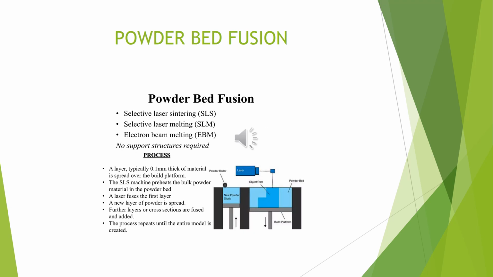Powder bed fusion. It is of three types: selective laser sintering, selective laser melting, electron beam melting. It is a process in which a small layer of 0.1 mm thickness is spread on a platform by a blade. The SLS machine preheats the layer. The layers are then formed one over the other, and the part is formed.